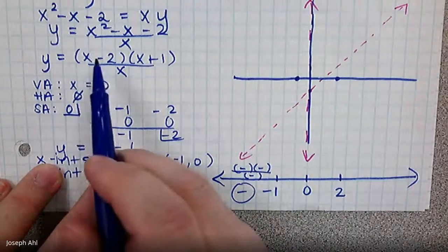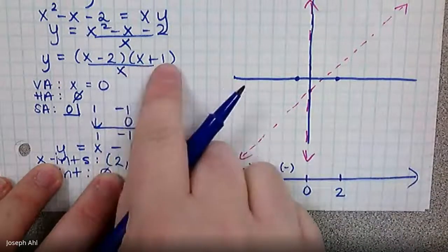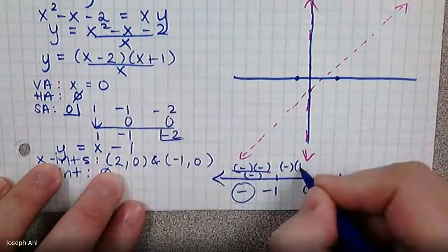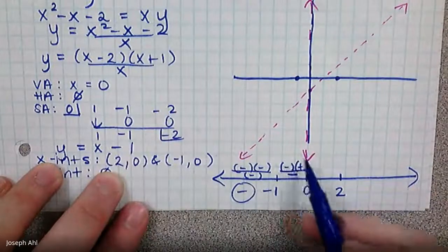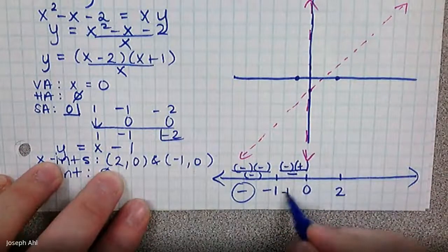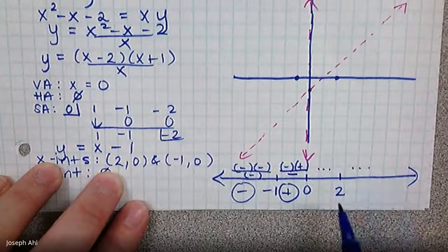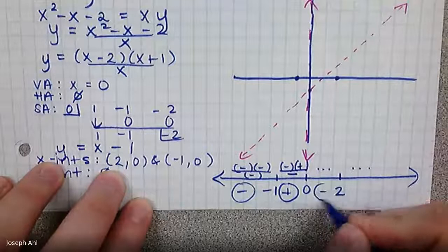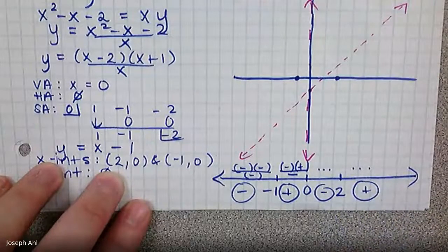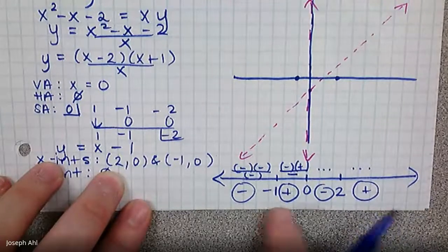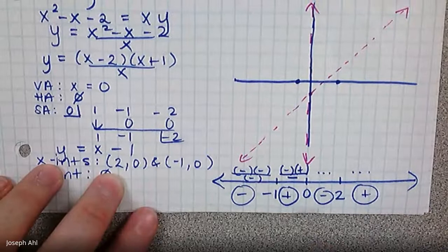Test -0.5. -0.5 minus 2 is still negative. -0.5 plus 1 is positive, though. -0.5 in the denominator is negative. The top is negative, divided by a negative is positive. And just to shorten this up a little bit, I'll tell you that the signs do alternate for this one. So if you don't believe me, double check it. But this would be negative in the next region. This would turn to positive. Do the signs always alternate? No, they do not. But in this scenario, they do.